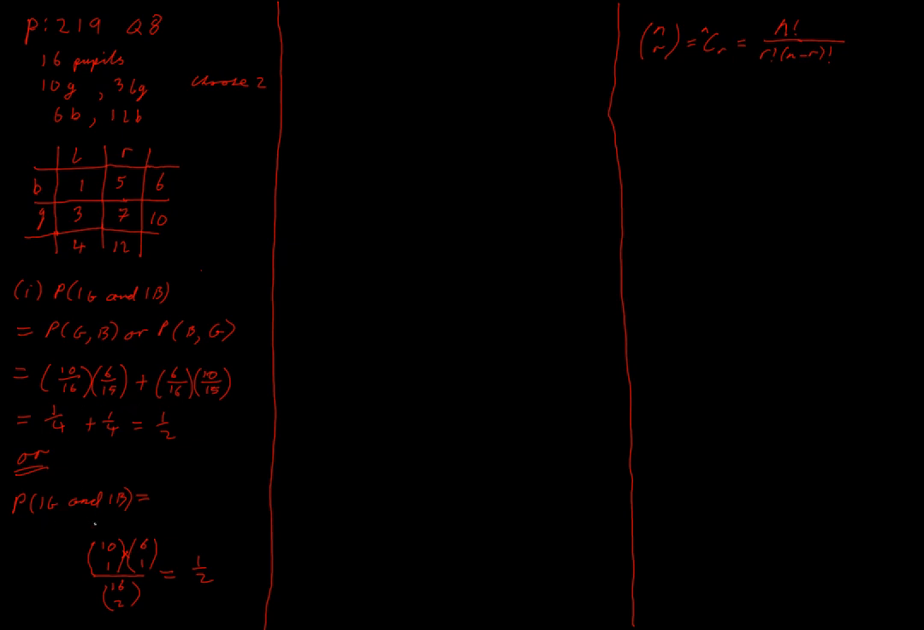So again, my argument is any probability ever is what I want divided by my total number of possible ways that something can happen. So what do I want? I want to choose one girl from my 10 girls, and I want to choose one boy from my 6 boys, divided by the total number of ways that I could pick 2 people out of my total class.